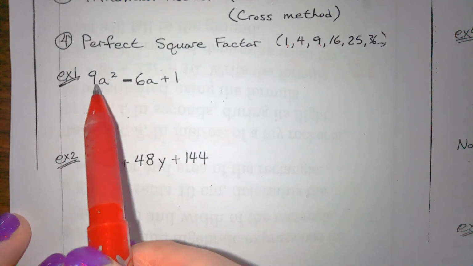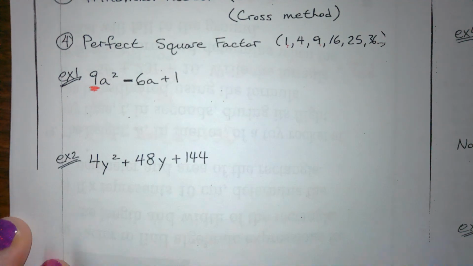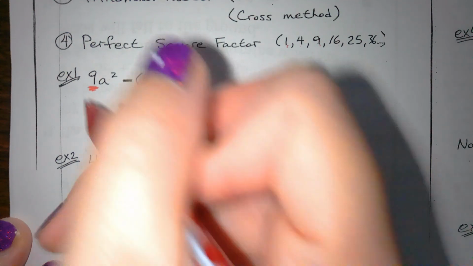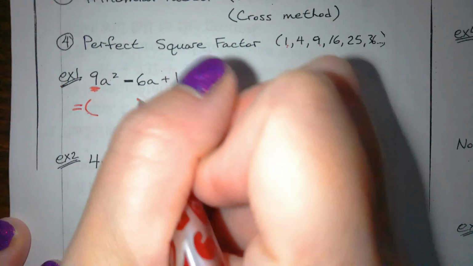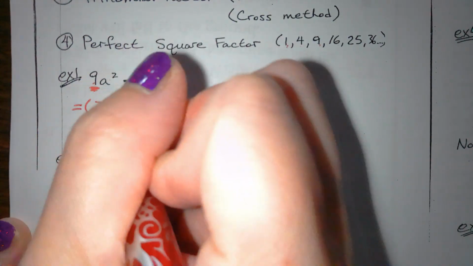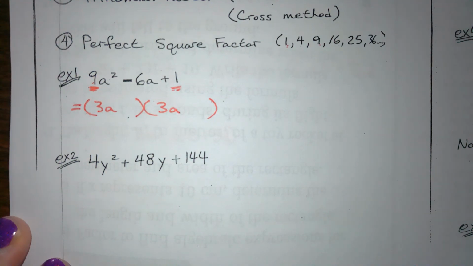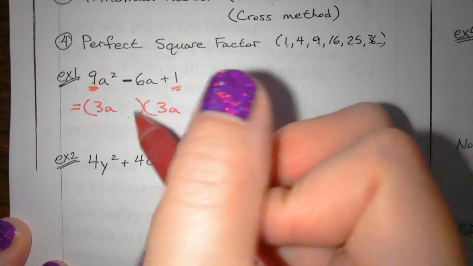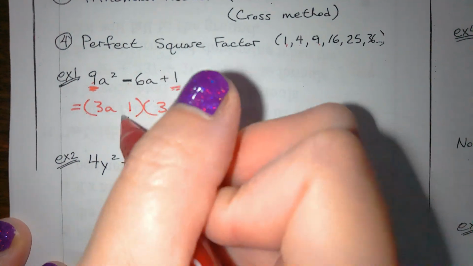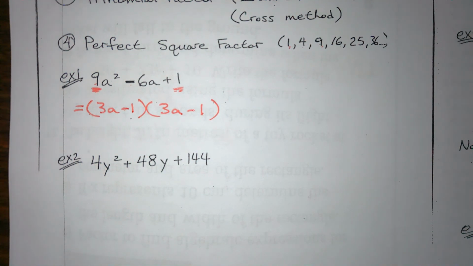So looking at this, is 9 a perfect square number? Yeah. Is 1 a perfect square number? Yes. So what's the perfect square for 9? 3. So 3a, 3a, just like when we did the cross multiply method. What about 1? 1 and 1. Notice there's a minus sign in between, so it's just minus. And we're done.